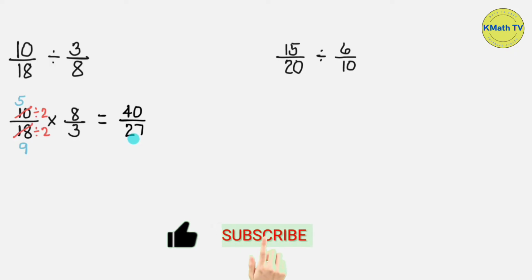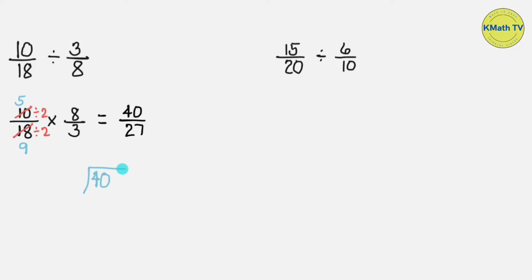It is an improper fraction. The numerator is greater than the denominator. So, we need to simplify it by dividing the numerator by the denominator. If we divide 40 by 27, the quotient is 1 and the remainder is 13. Since there is a remainder, we will write the answer as a mixed number.